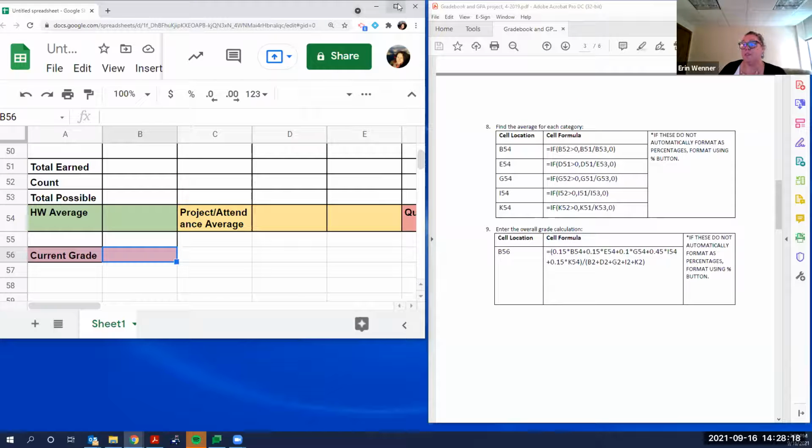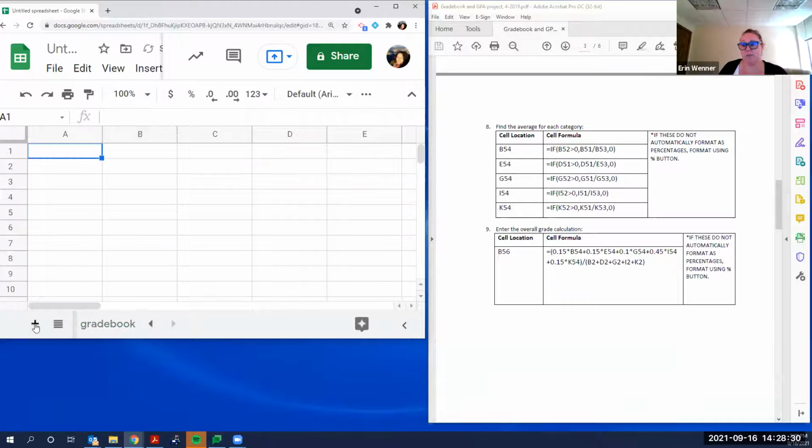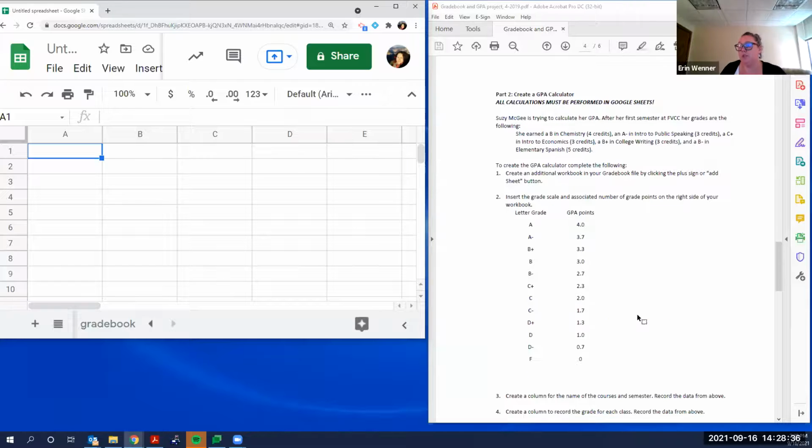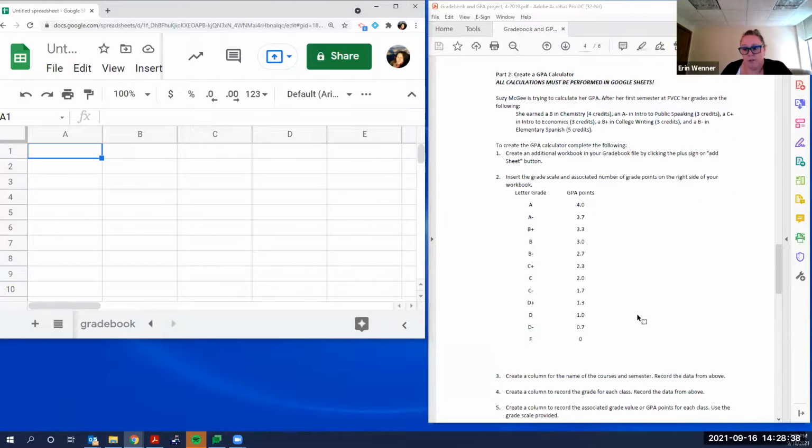So that is the first part of your project. In your project, you're going to want to rename your sheet to Gradebook because you're going to add a second sheet to it. And in the second sheet, you're now going to do the GPA portion of it.